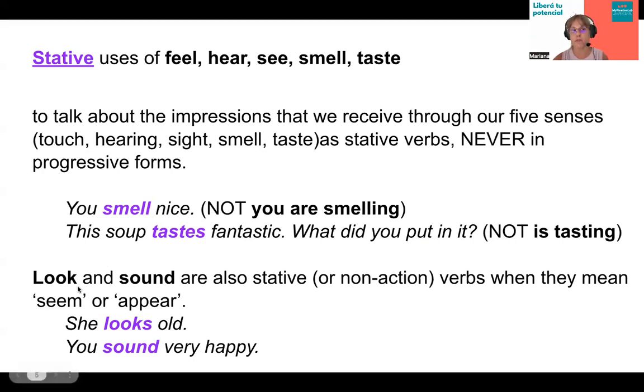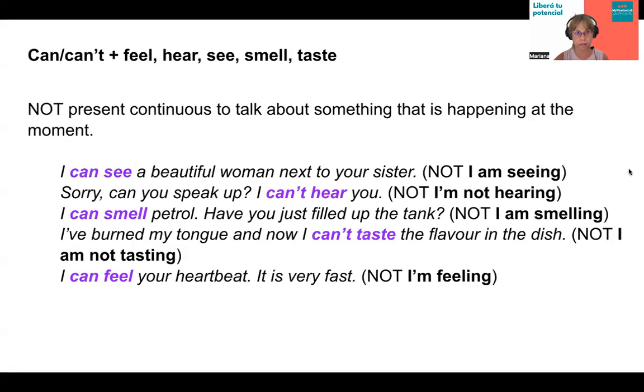And the same happens with look and sound when they mean seem or appear. They are also stative. She looks old, you sound very happy. Okay? So it's important to remember the difference between stative and dynamic use of verbs of the senses. You can even combine the verbs of the senses with can or can't.